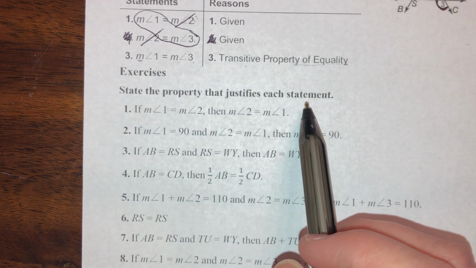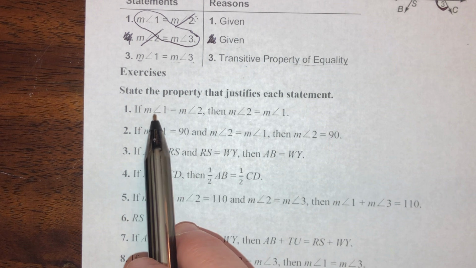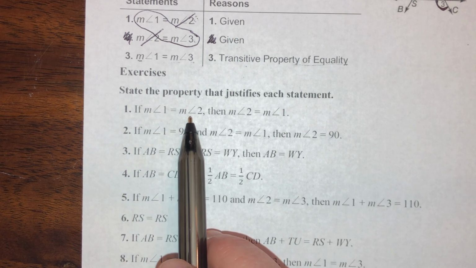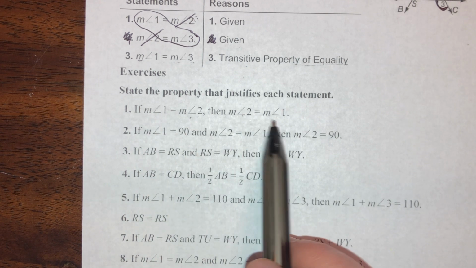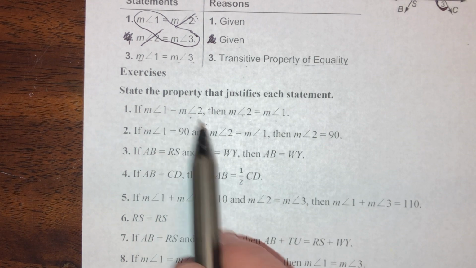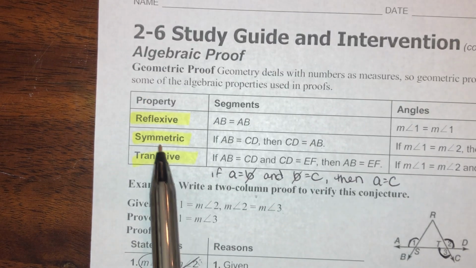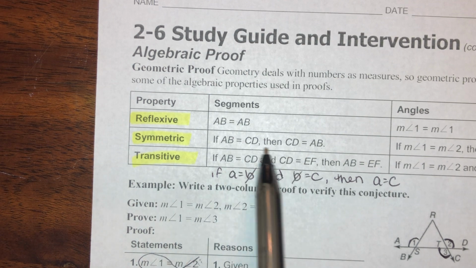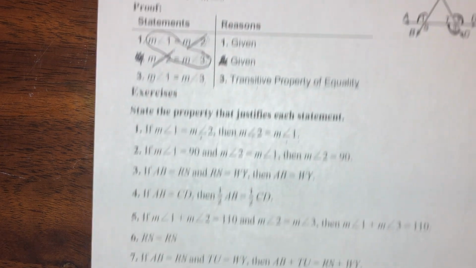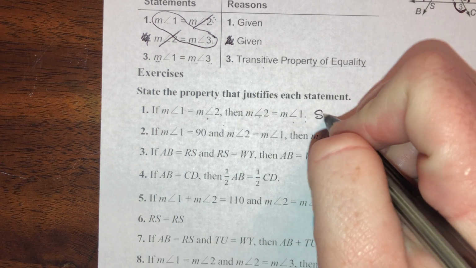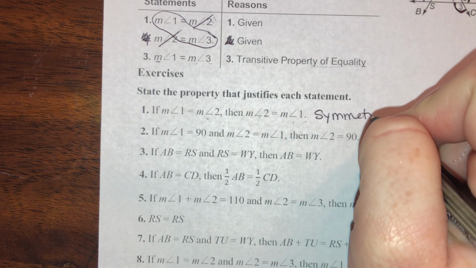State the property that justifies each statement. If the measure of angle 1 is equal to angle 2, then the measure of angle 2 is equal to angle 1. We just flip-flop the sides. 1 equals 2 and 2 equals 1. So the one up here that says we can flip-flop the sides is the symmetric property. So we're just going to write symmetric here.